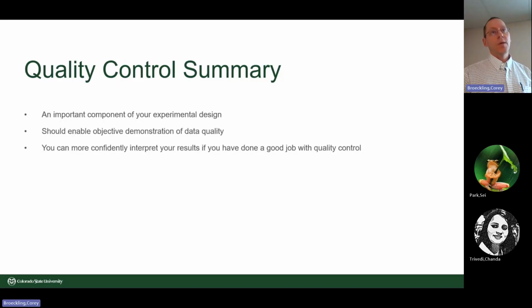When you go to publish this, whether it be a peer-reviewed journal or a report to whoever has paid for the study, you want to make sure that you can convince that reader, that audience, that this is a high-quality data set. That's what your quality control should enable. And just as importantly, with good quality control, you can more confidently interpret your results.